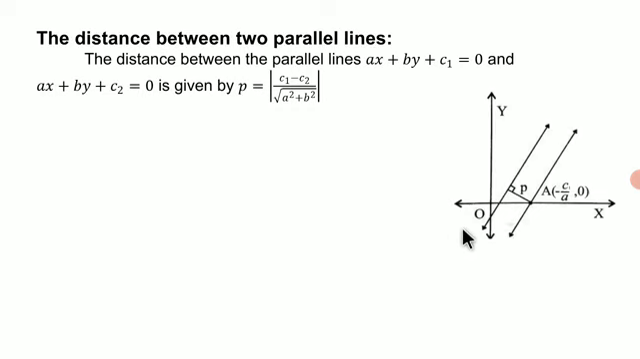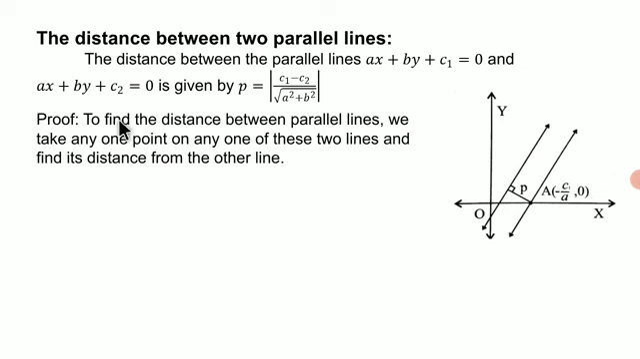So we draw here the figure. These are the two parallel lines. Here one of the lines cuts the x-axis in point A. So here coordinate of point A is (minus c upon a, 0). We draw perpendicular from point A to another line and we consider that distance is p. So to find the distance between the parallel lines, we take any one point on any one of these two lines and find its distance from other line.